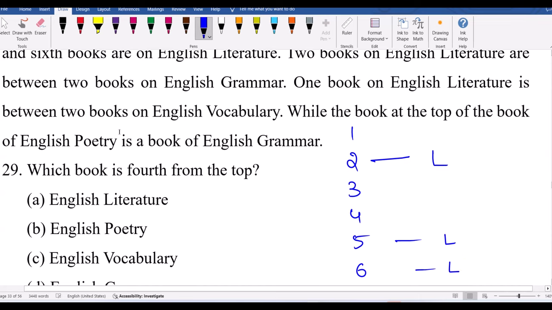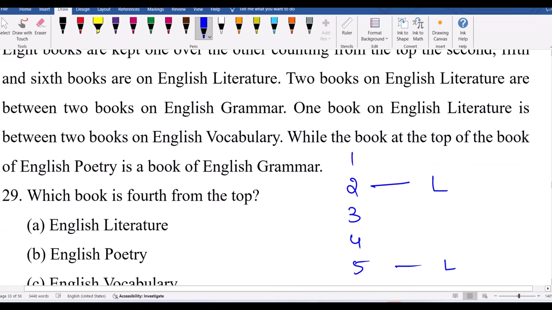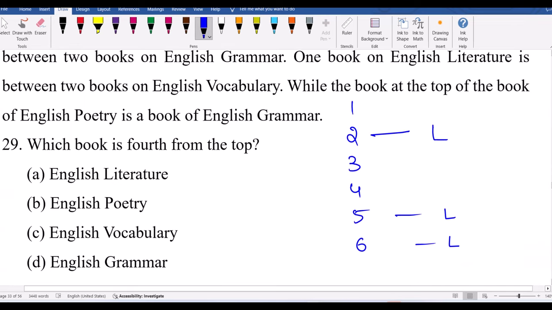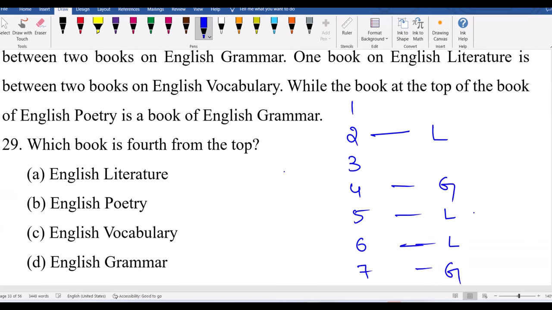Two books of literature are between grammar books. See, two books of literature are between the grammar, they are saying. So this should be grammar, this should be grammar. Two literatures are between grammar. One book of literature is between two books of vocabulary. So this one book of literature is between vocabulary.